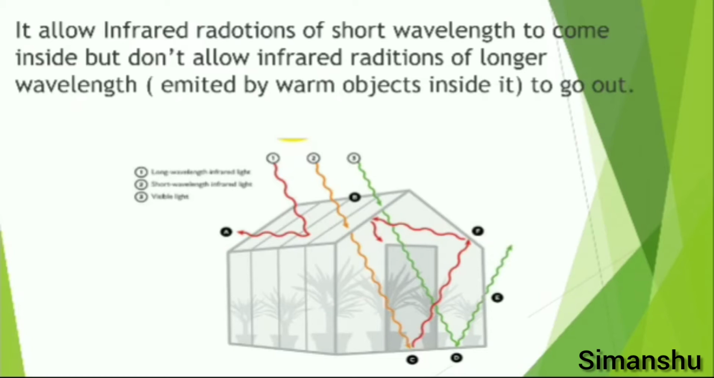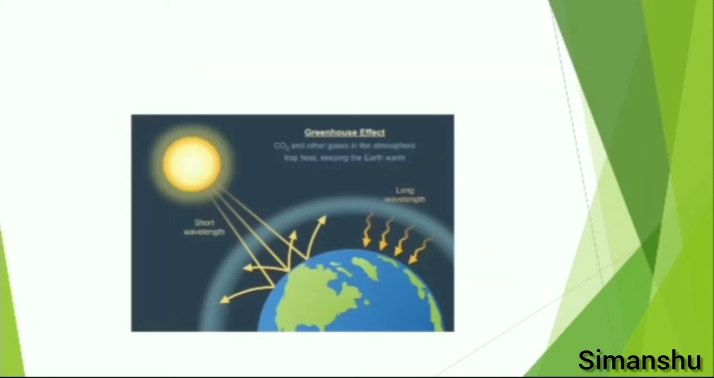As you can see, it strikes at point C, then it moves toward F, then from F to B, and then again comes inside. So once an infrared light ray has entered the greenhouse, it is not able to move out. That's why the warmth always remains inside and keeps the house warm even at night. The same phenomenon is helping our Earth to maintain its warmth.